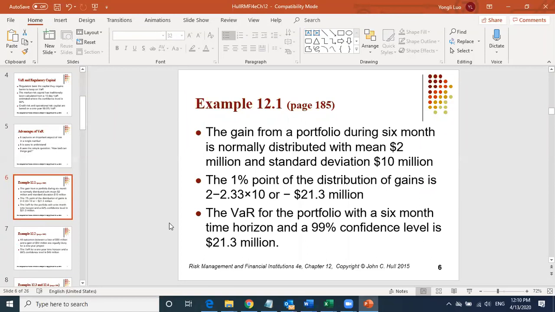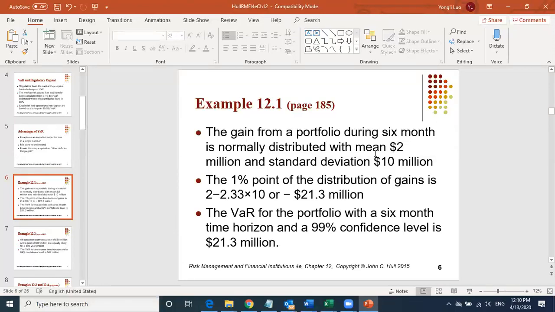Okay, so let's see, we have an example: what will be the VaR? For example, the gain from a portfolio during 6 months is normally distributed with a mean of 2 million and a standard deviation of 10 million.